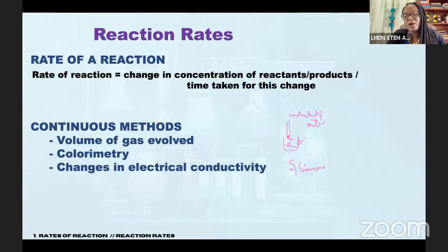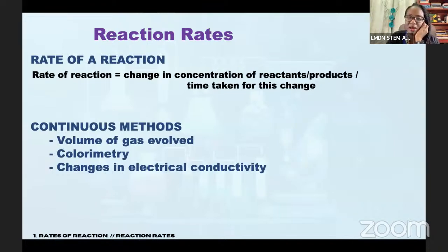But for the main ones, continuous methods mean that we're measuring over time. You have your volume of gas evolved, your colorimetry measurements, and you have changes in electrical conductivity. Then you have a method that's known as sampling methods, which I was never really a big fan of, because I feel like there's a lot of room for error with sampling methods. You have to be very meticulous as you're doing these sampling methods.